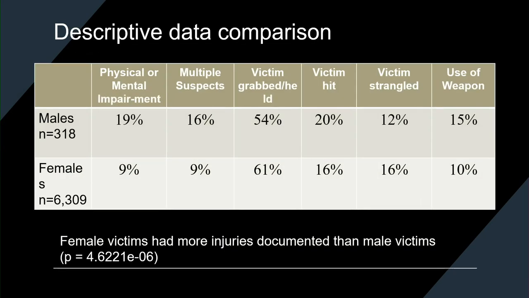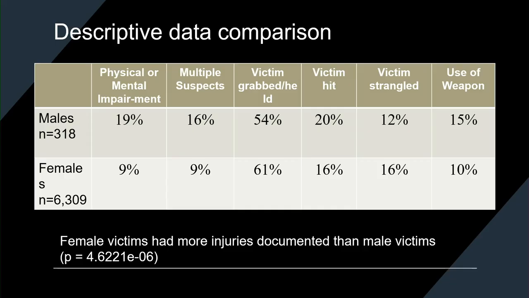Then we looked at differences in demographic information. And we found that male victims were much more likely to have a physical or mental impairment. Physical or mental impairment such as cognitive delays, being blind, deaf, anything that impairs the senses. We have another study where we're looking at what are the vulnerabilities for sexual assault. You can see for the males, a huge vulnerability is a physical or mental impairment.